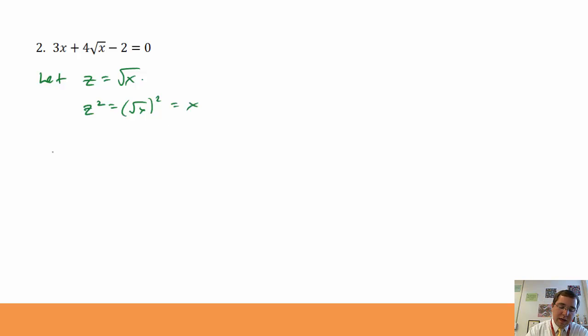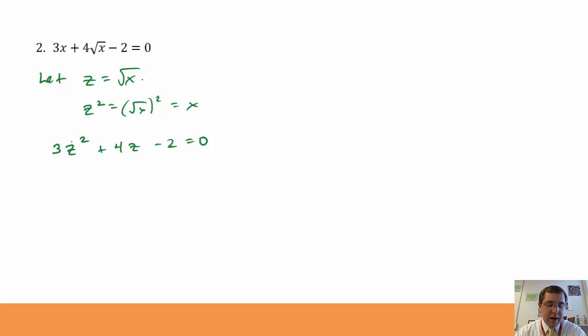Here's another example. This one doesn't quite look like it's in quadratic form, but it is. 3x plus 4 times the square root of x minus 2 equals 0. So let's let, and I'll choose z this time, let z be the square root of x. That means that z squared is the square root of x squared, which is x. So I can replace that first x with z squared. And I can replace the square root of x with z. And I have an equation that's just a quadratic equation with z.